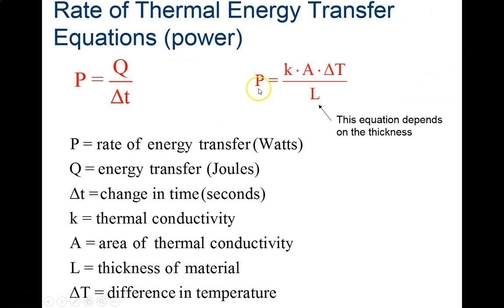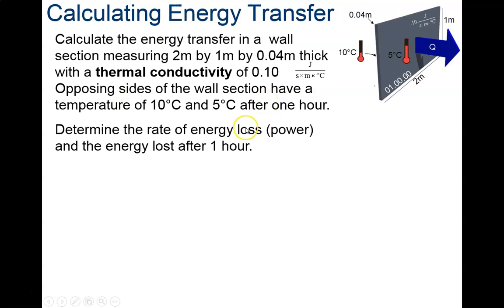So what we want to do is use this equation here to figure out the rate at which we're losing energy. And then we'll use this equation here. Power is equal to the energy transferred divided by the time. This is the rate at which energy is transferred. So we use this to figure out the total amount of energy that was transferred after a certain amount of time. So we want to figure that out after 1 hour.